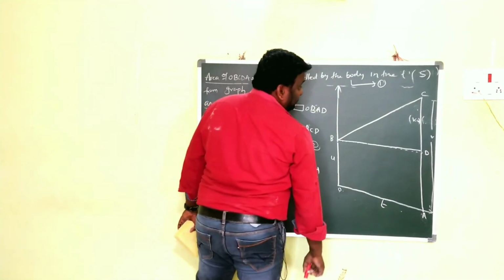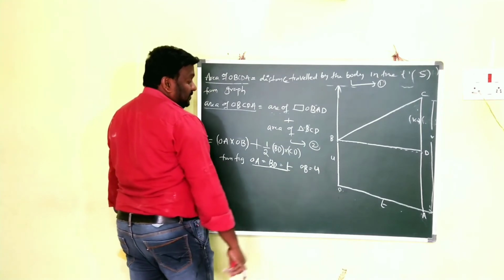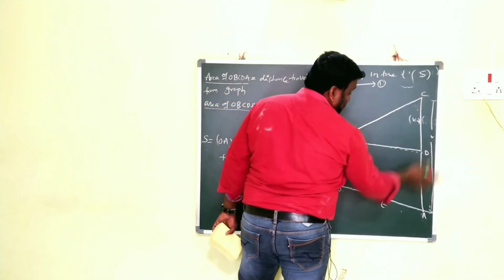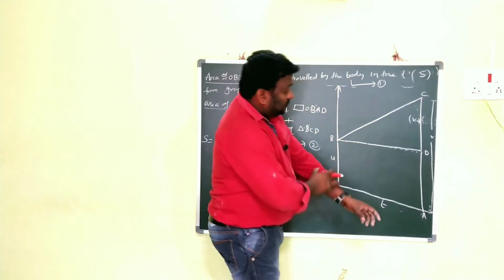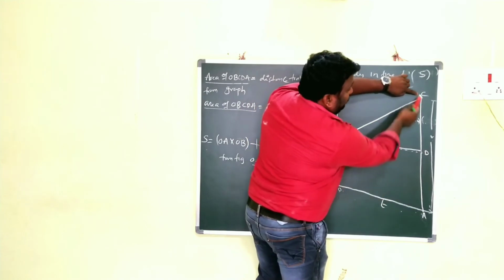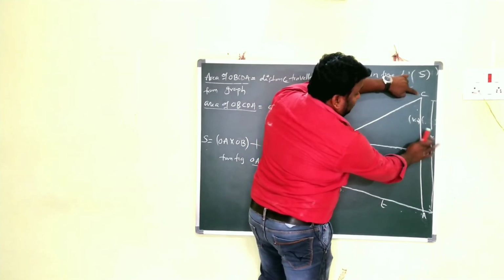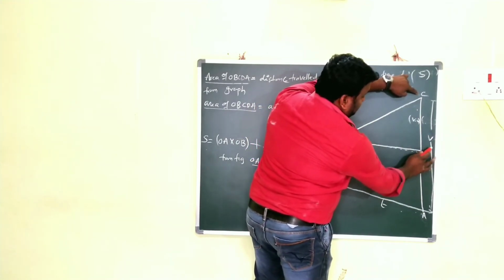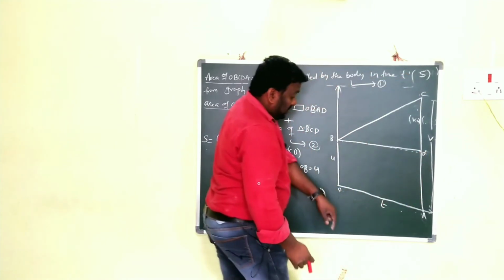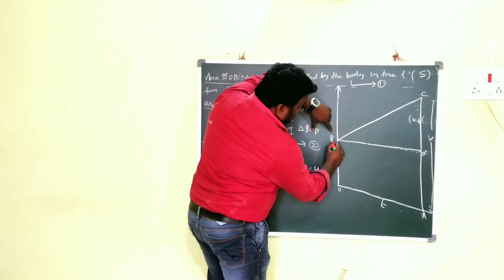Now, children, you have to observe very carefully. From A to C, the value is v. Clear? Children, no need to be confused. In the graph everything is A. From A to C we have the value v. This is the point D. This value is v. Clear? From here to here, this is u.